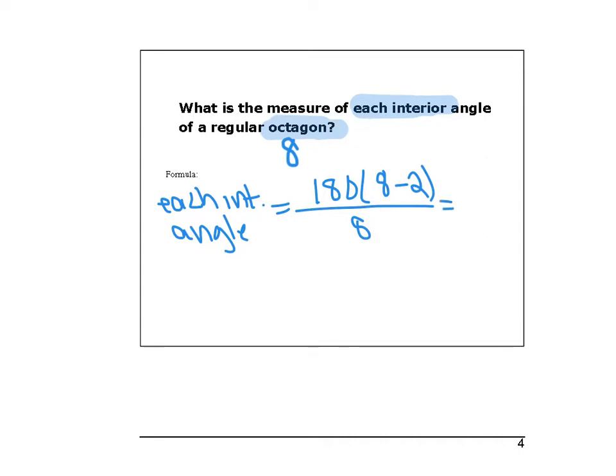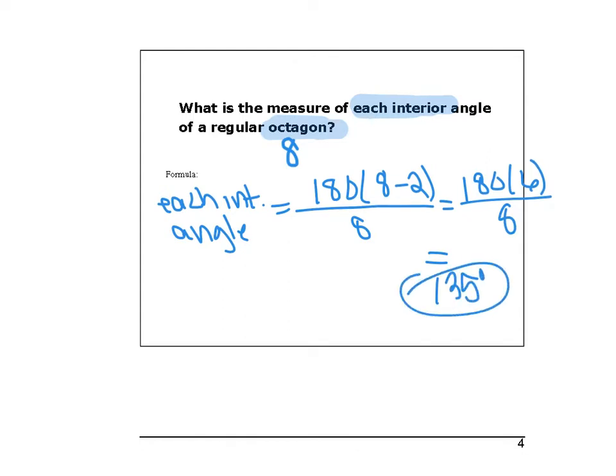So when we put this into our calculator, we want to make sure we follow order of operations. We're going to subtract inside the parentheses first, so we're going to take 180 times 6, and then divide by 8. So make sure you do 180 times 6 first, and then go ahead and divide by 8, and you should get 135 degrees. So if we had an octagon, like a stop sign that you see every day, every angle on the inside is 135 degrees.